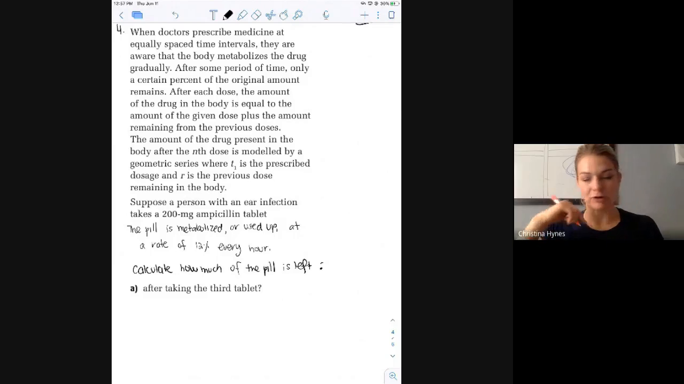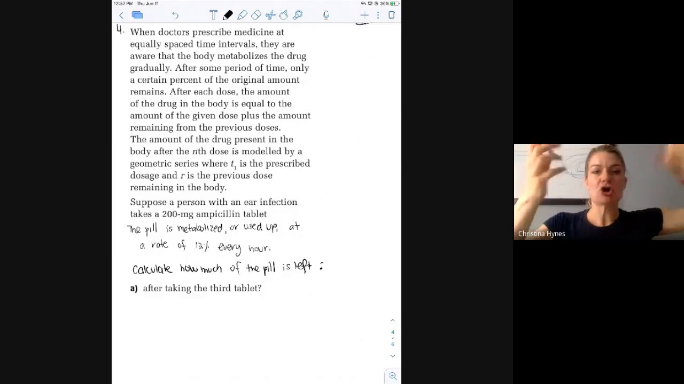So question number 4. When a doctor is prescribing medicine, what you need to remember is that your body metabolizes the drug gradually. After some period of time, only a certain amount of the drug remains in your body. So metabolizing is different from what's left in your body. What your body's using is different from what's left. That's what you have to keep in your brain: what are they asking for? Are they asking for what your body has used, or for what is remaining after you've metabolized that drug?